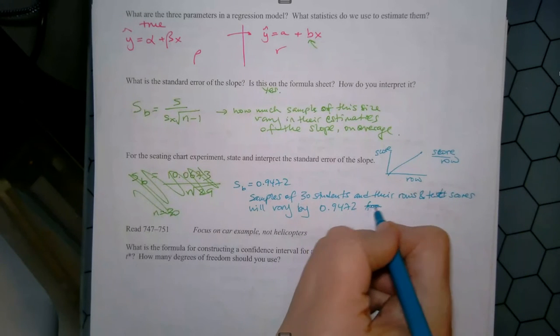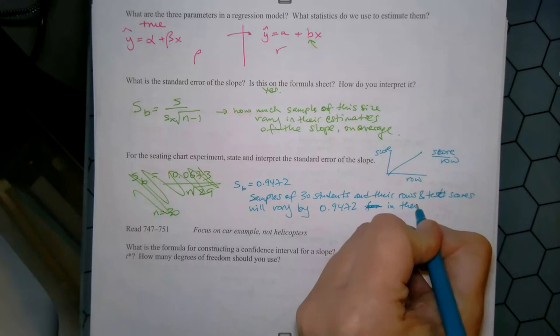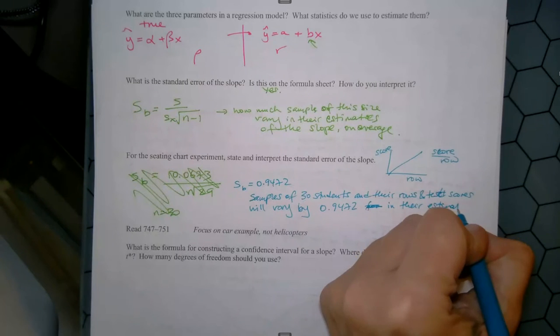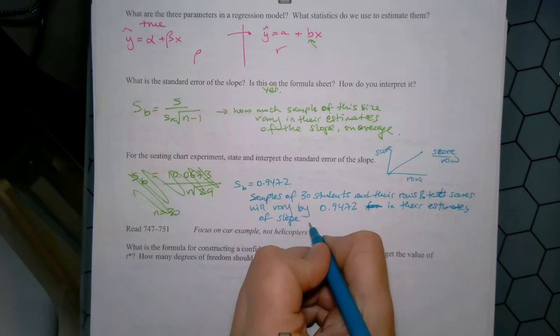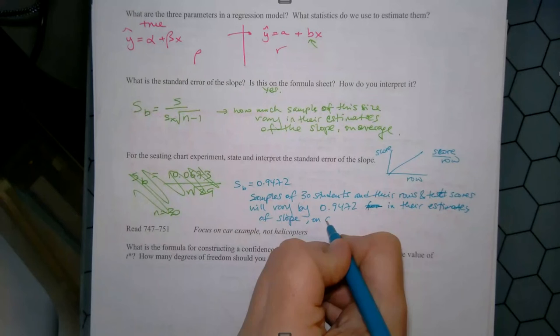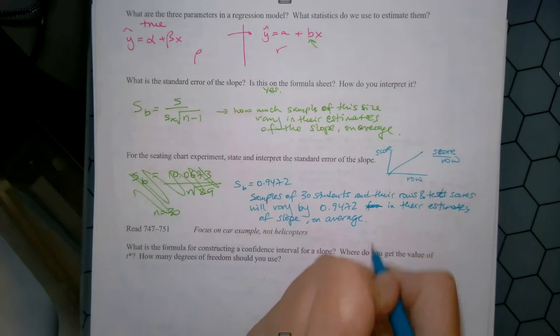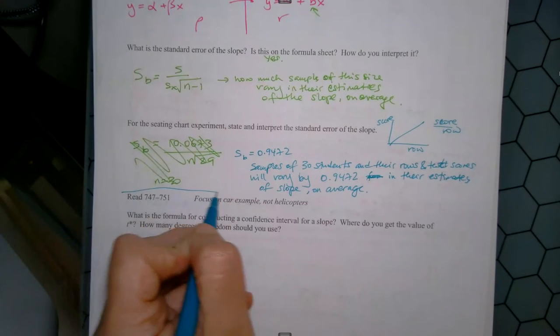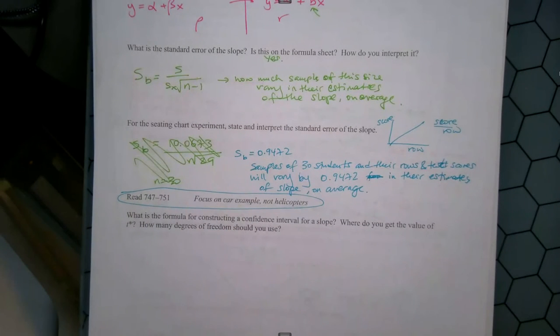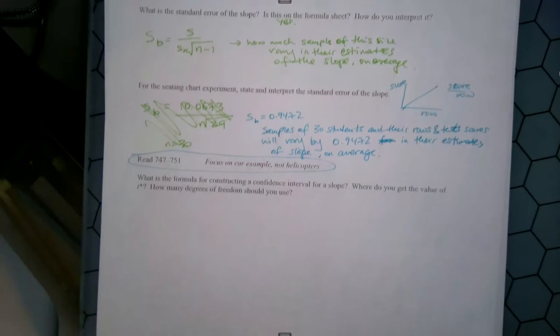From in their estimates of slope on average compared to other samples. For example. Okay. So yeah, I actually strongly recommend reading them, but focusing on the car example, not the helicopters. The helicopters is an activity we need to do in class to make it work.